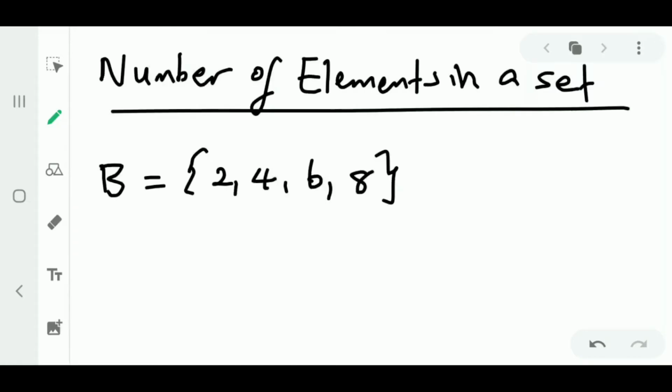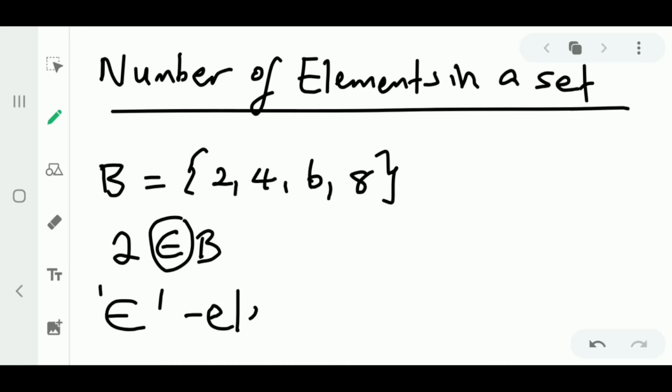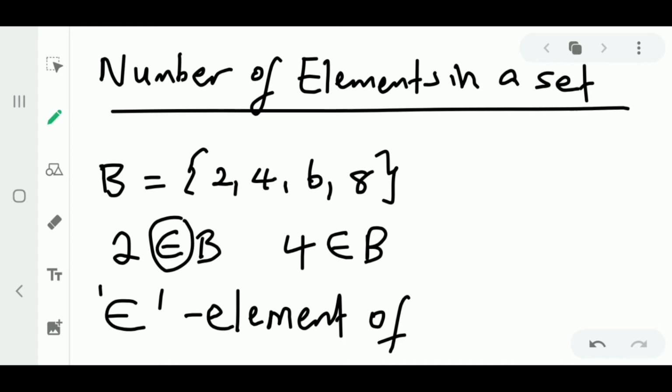Now we're going to do the number of elements in a set. Each item in a set is called an element or a member of the set. So for this here, we say 2 is an element of B. This symbol here means element of. 4 is an element of B. What if there is an element that is not of this set? Let's use 5. We'd say 5 is not an element of B.